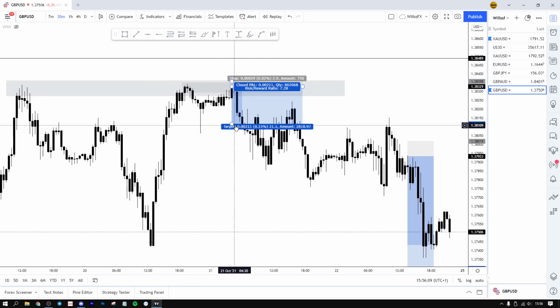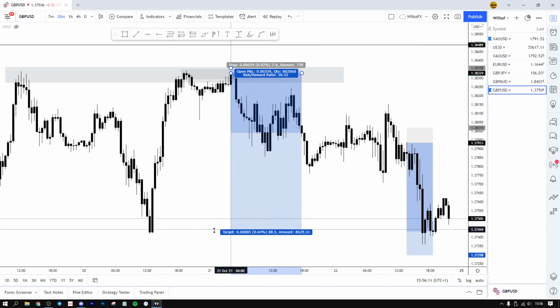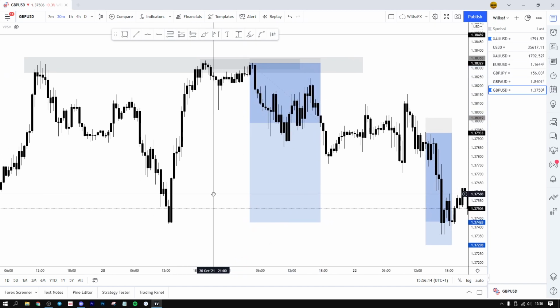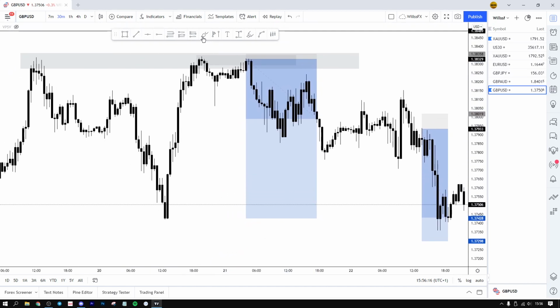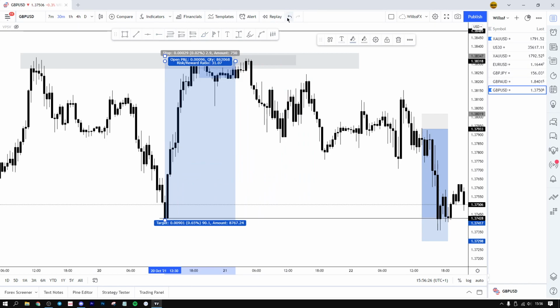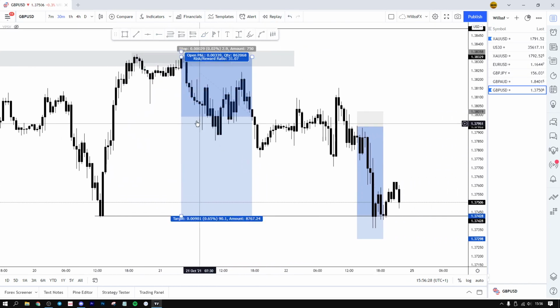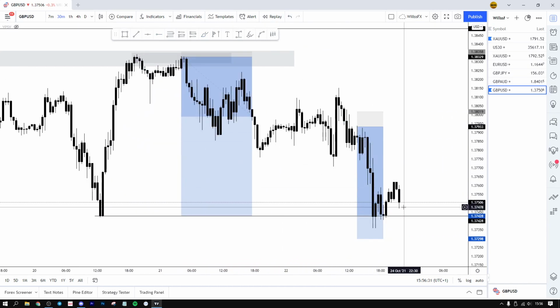When you're looking for targets, just target the next order block, the next liquidity zone, or the next imbalance fill. As you see in this area here, we've got an order block and an imbalance ready to be filled. If we draw this across, you can see the area where you would have targeted got hit and then reversed.